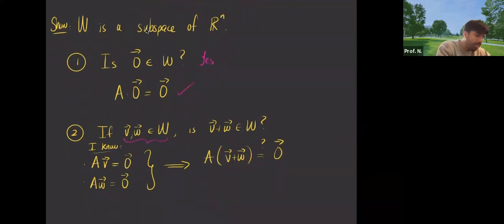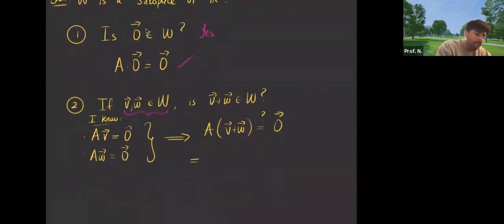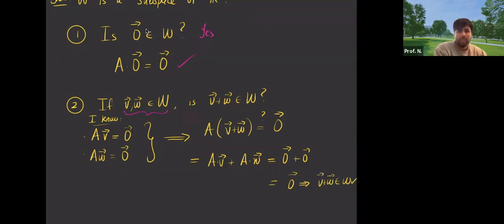Now, is it true? Well, what do we know? We know the operations and properties of matrix multiplication. We have the distributive property. So we can write this as A times V plus A times W. But we just showed that A times V is 0, and A times W is 0. So we have 0 plus 0, and 0 plus 0 is 0. So then what do we say? V plus W is in W. Do you see that? So the second condition holds.